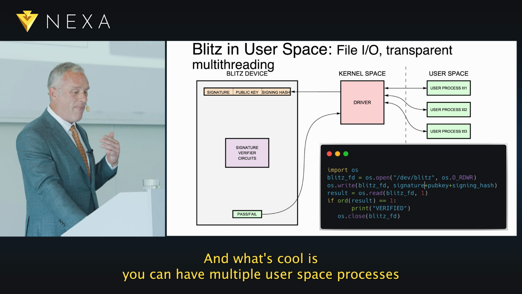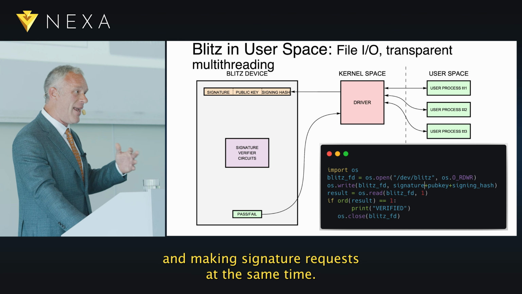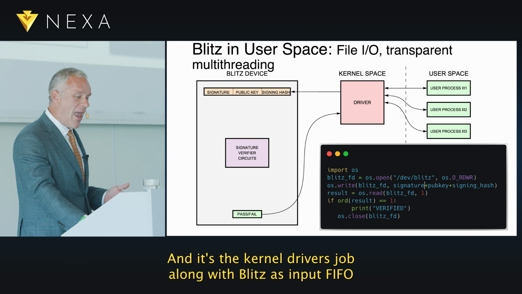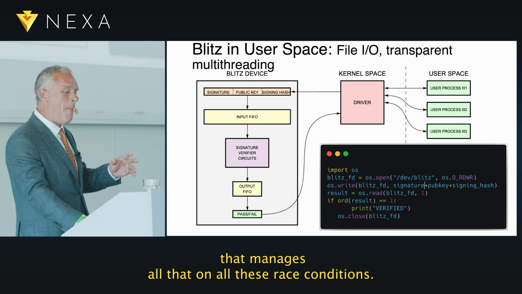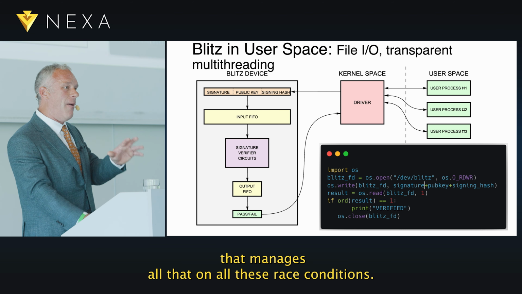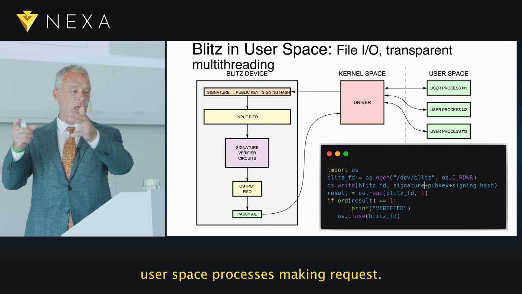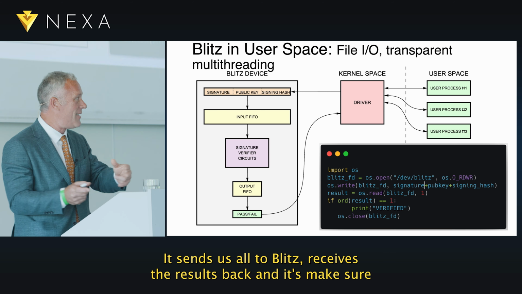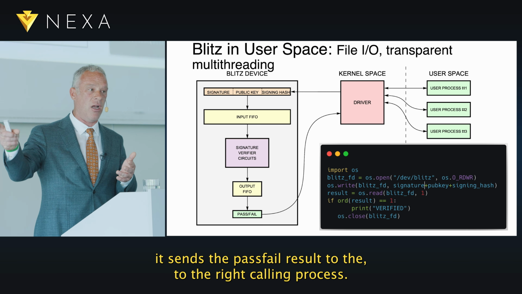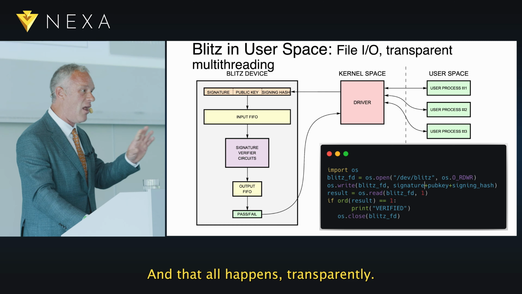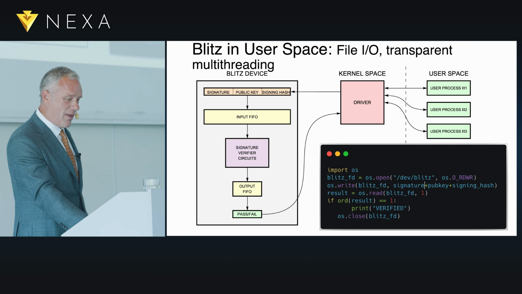What's cool is you can have multiple user space processes running in parallel, and they can all have Blitz open and making signature requests at the same time. It's the kernel driver's job, along with Blitz's input FIFO, to manage all these race conditions. The kernel driver is always listening to all the user space processes making requests. It sends those all to Blitz, receives the results back, and makes sure it sends the pass-fail result to the right calling process. That all happens transparently, so from the user process, it's all very straightforward.